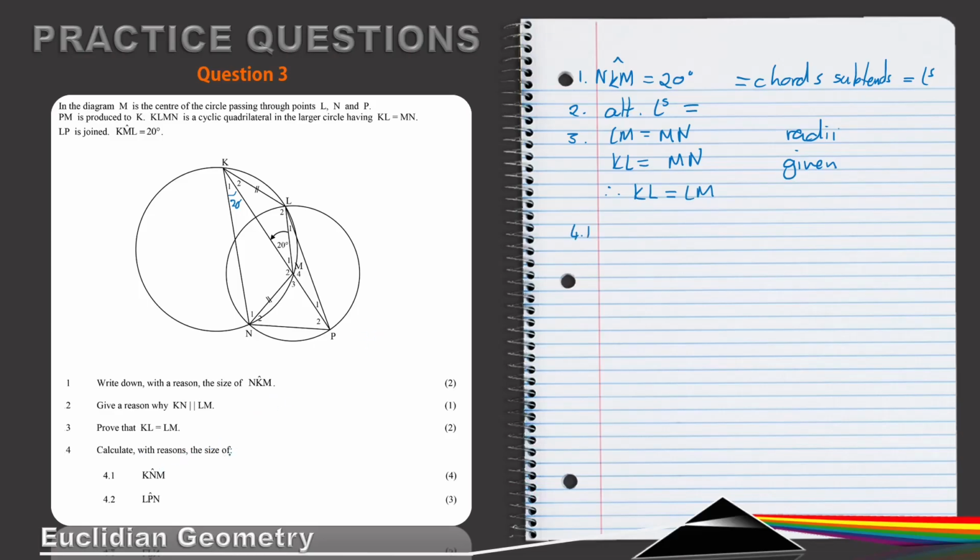So next we've got 4, or let's say 4.1. Calculate with reasons the size of K in M. Now K in M lies over here, so this is the N1. Now we know this is a cyclic quad, so one of the things we can think about is that the opposite angles add up to 180 together, or supplementary. The other thing we need to keep in mind is that these two lines are parallel, so maybe if we had this angle, we can add up these two to 180. So which will be easier to get?